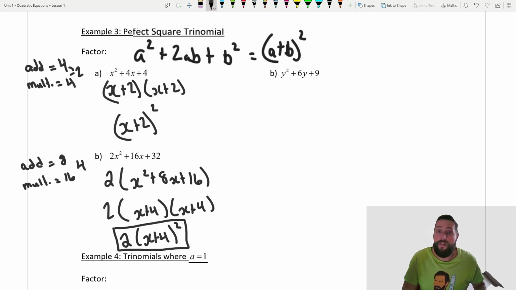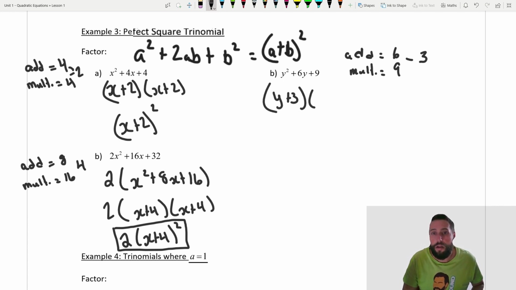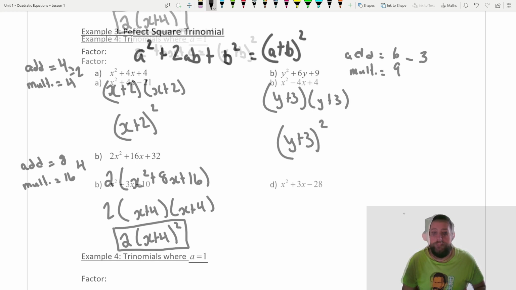Last one, we have y squared plus 6y plus 9. Which numbers add to equal 6, but multiply to equal 9? In this case, it's going to be 3. So it's going to be y plus 3 and y plus 3. And again, because they are the same, we can rewrite it to be y plus 3 squared.